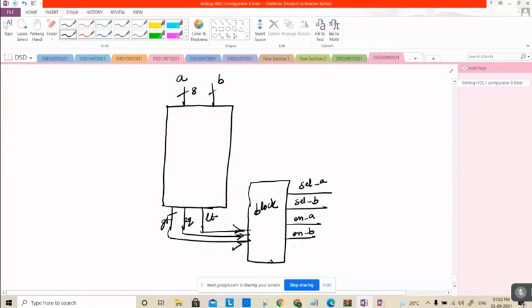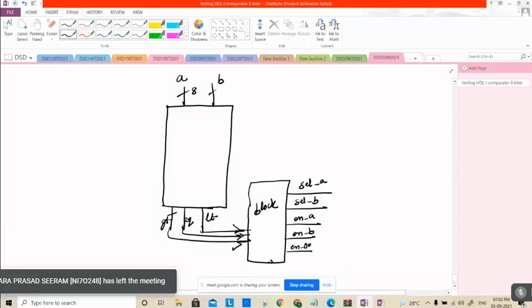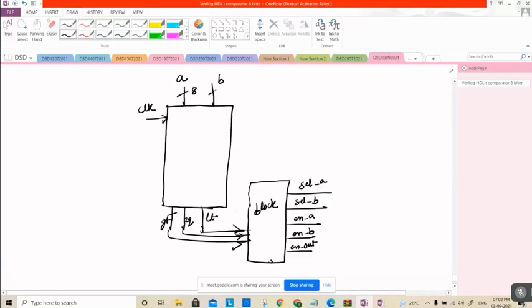Then after that, enable for out. The clock signal is to be given directly for this. Clock signal for this also. Reset, reset signal. Now what will happen is, the outputs which are generated here are connected to this.